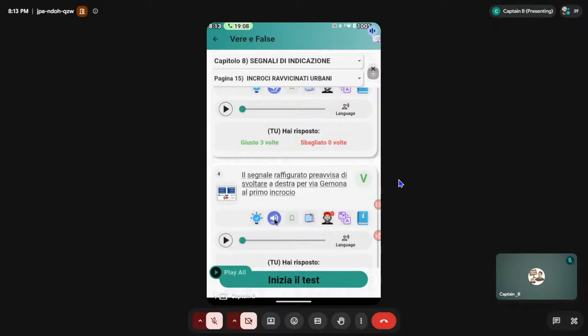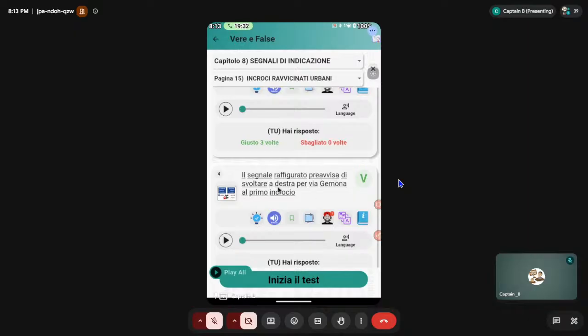The answer is what? È vero. Number 4. Il segnale raffigurato preavvisa di svoltare a destra per via Gemona al primo incrocio. Via Gemona, the sign shown, preavvisa. Is that this one that is referring to? Preavvisa means is reporting, is announcing. This sign you are seeing, this picture you are seeing, is announcing of turning.